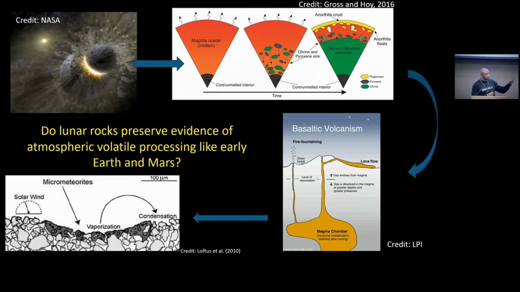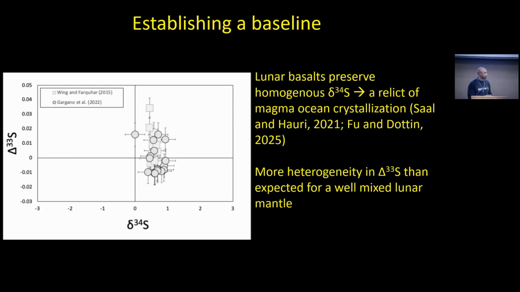Now, when we consider the moon's evolution, there are 4 main stages: giant moon-forming impact, differentiation, volcanism, and even soil maturation. What's key is that each of these 4 main stages results in the production of sulfur-bearing gases in the presence of sunlight. And so we have then been questioning whether we can observe any sort of evidence that there has been atmospheric volatile processing on the moon that is similar to events that were occurring on early Earth and Mars.